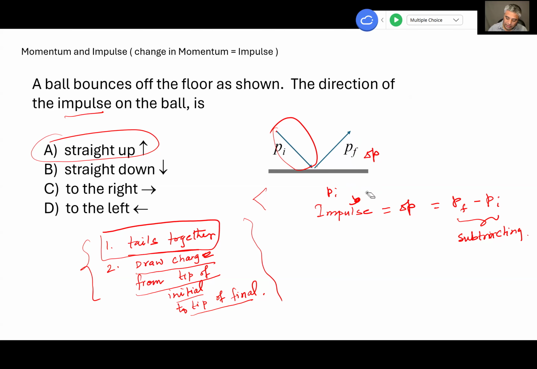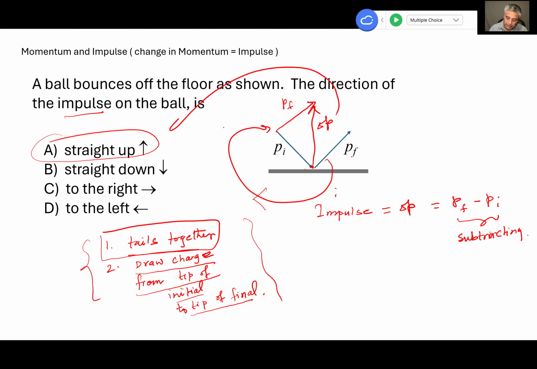Or the other way around, if I were to move the tail over here, then I would be drawing something like that. That is P initial. So the tip of P initial is here, so I'm drawing that. Delta P is still the same. No wonder.